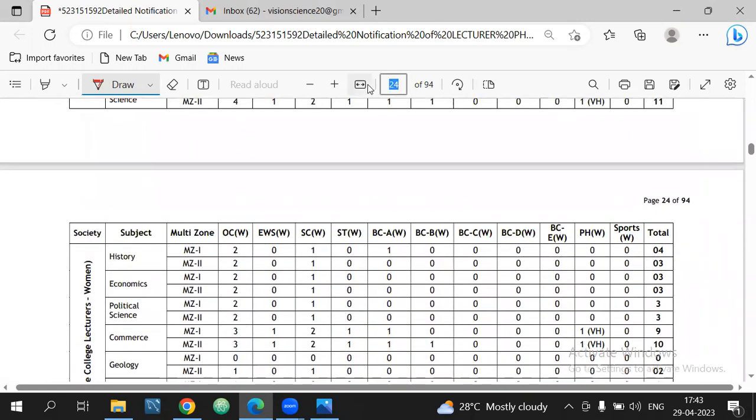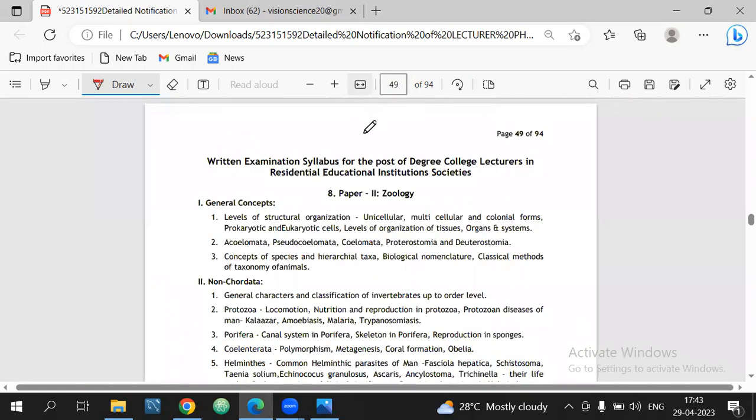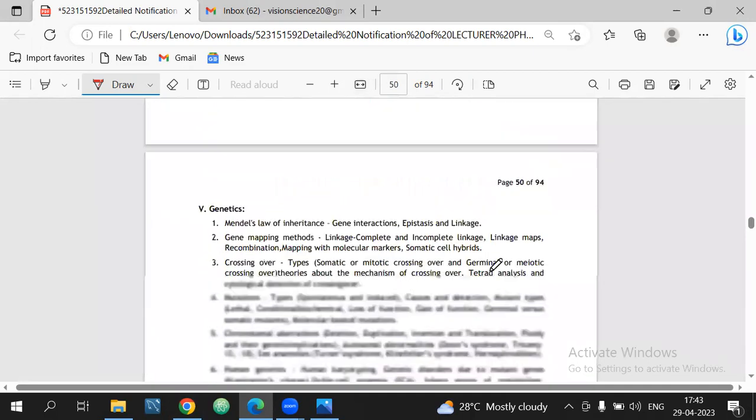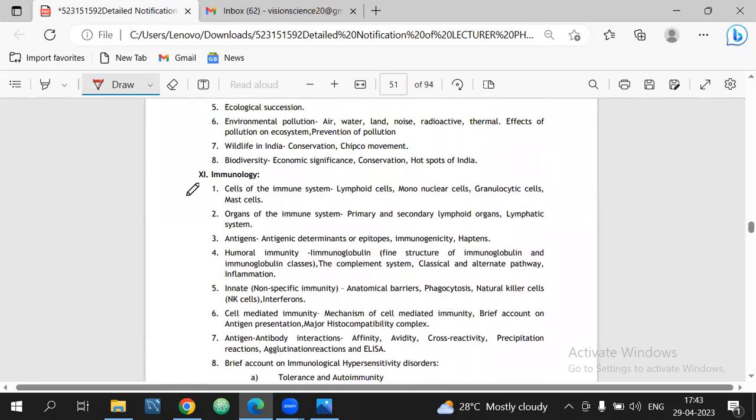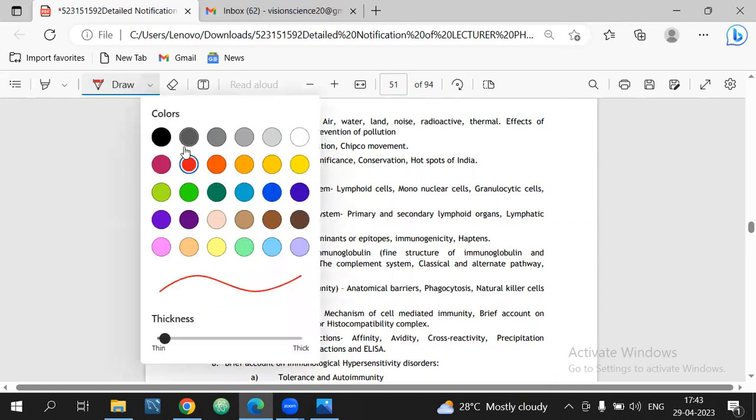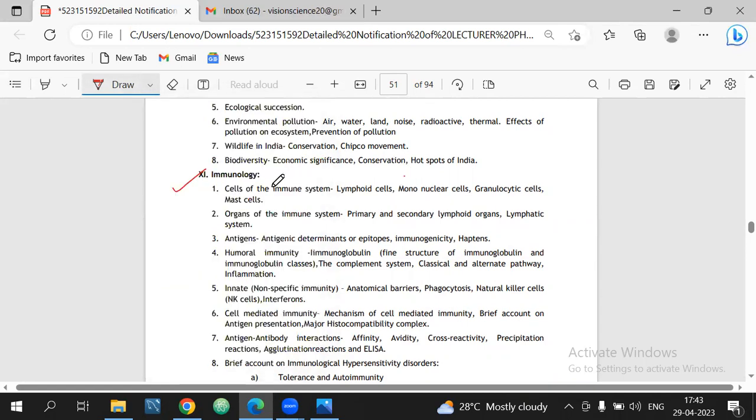So friends, now let me first explain the syllabus analysis. Let's quickly start with zoology. When compared to botany, the zoology portion is extremely larger, and it's completely NET oriented also. You have to study in great depth. So let's start from the back.